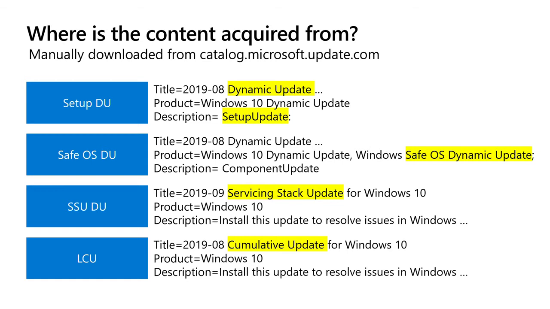So start with setup DU. The title in this will contain Dynamic Update. You'll actually have to click on it and look in the description, and it'll call out that it is a setup update. For SafeOS DU, that is actually listed in the product string, so you should be able to find that pretty quickly. The servicing stack update is also called out in the title, so you may need to query a couple times to pull these. And then most of you probably are familiar with how to get the latest cumulative update, and that's simply cumulative update for Windows 10 right there in the title.